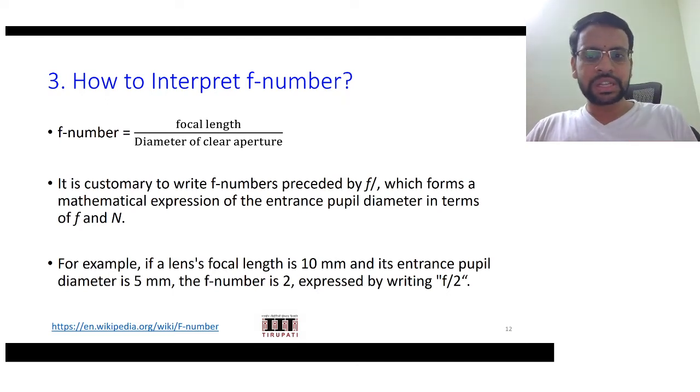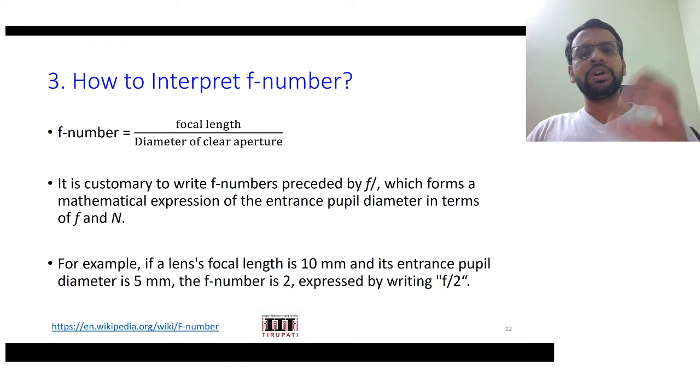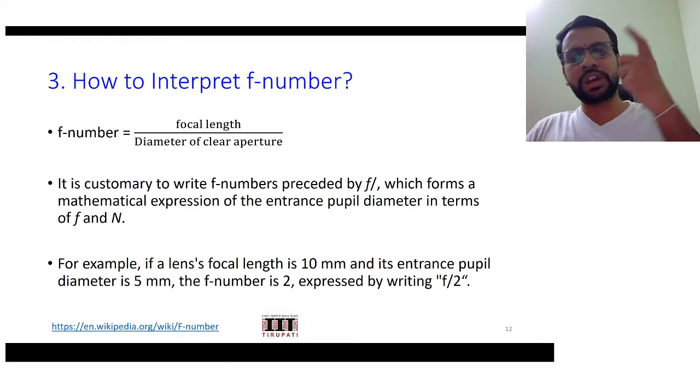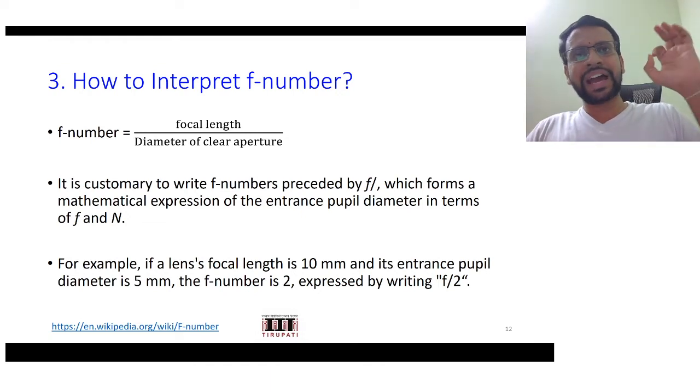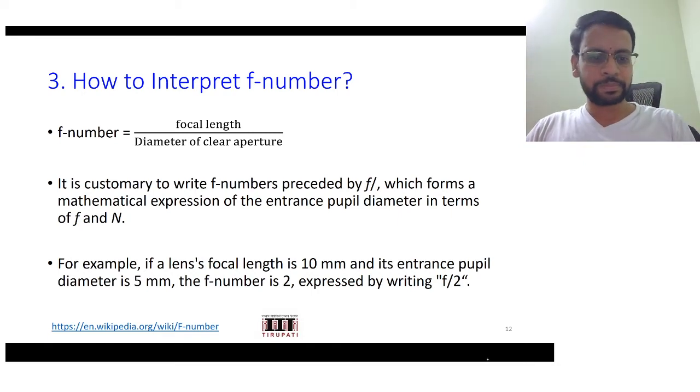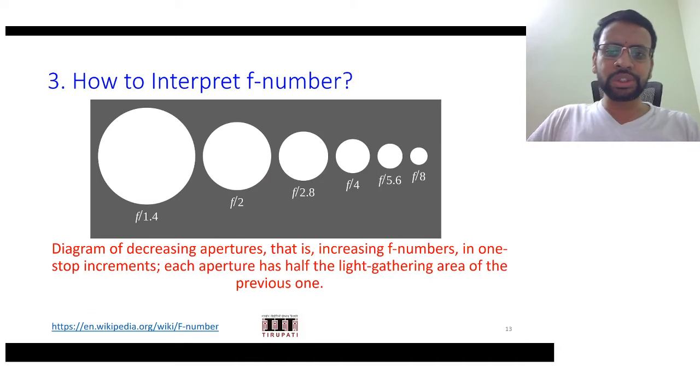In other words, if this number is large, that means your aperture is small. So f by any value, that value being small means your aperture is large, and vice versa, okay. This is what you could see here.